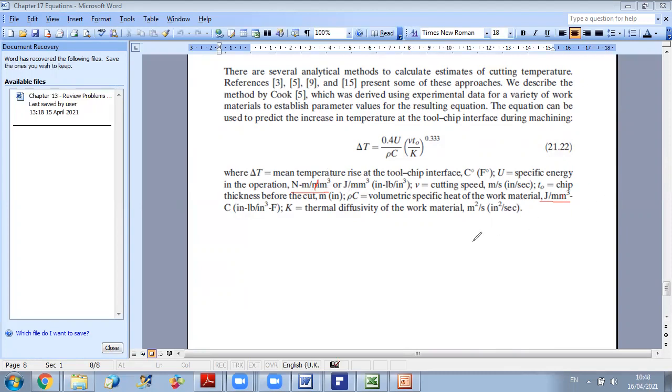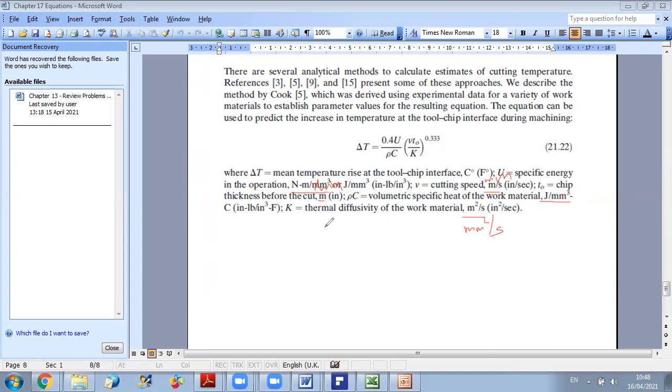Here, for example, they said you can use K in meter square per second. In this case, you should pay attention that V should be in meter per second and T0 should be in meter. If you selected V in millimeter, let's say, it's not wrong, but you should also put T0 in millimeter and K in millimeter square per second. So it's not wrong if you want to use other units, but they should simplify in a way that gives the same result at the end.